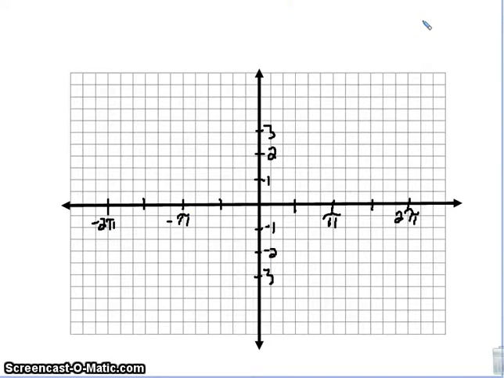So we have been talking about graphing our cosine and our sine functions. So if you guys want to grab your graph paper, we are going to go back into looking at our period change, our amplitude change, and reflections about the x-axis.